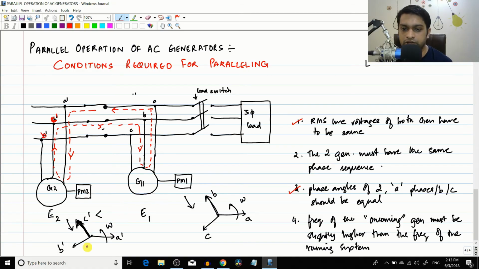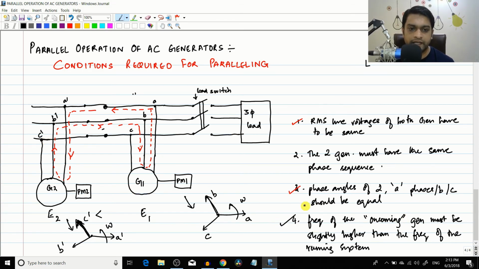So if you want to change the phase sequence, you just swap two phases and the phase sequence will be matched. So let me change it back to the original condition. Here let me mark it to the original things. So this was B dash and this is C dash, and they are having the same phase sequence.